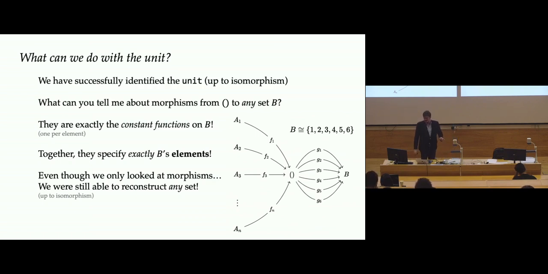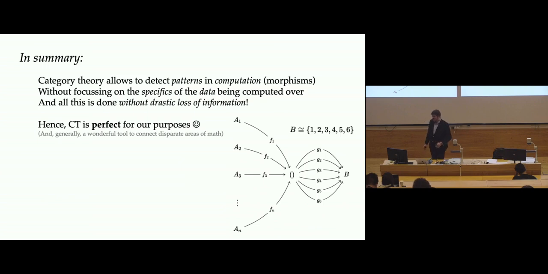So even though we only looked at morphisms, I was still able to reconstruct any set I want up to isomorphism. So just looking at arrows is still very, very powerful and still tells you a whole lot about the structure of these objects. So in summary, category theory allows us to detect patterns in computation, or basically patterns in the morphisms, without looking at specifics of what's the data that we're computing over. And this is all done without really drastically losing information. Like you can still reconstruct what was inside every single one of these sets. And as a result, category theory is arguably perfect for our purposes, and generally, as I said, a wonderful tool to connect disparate areas of math.